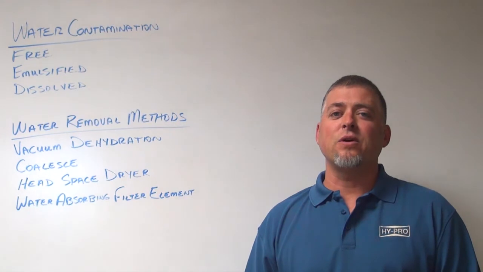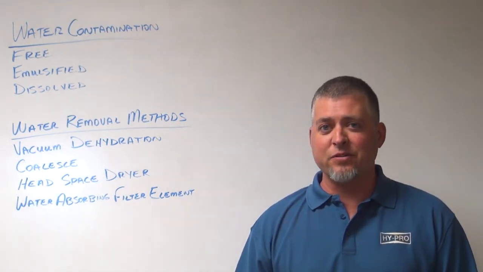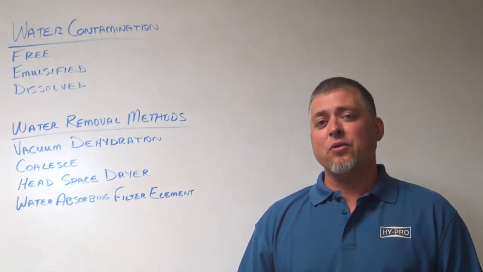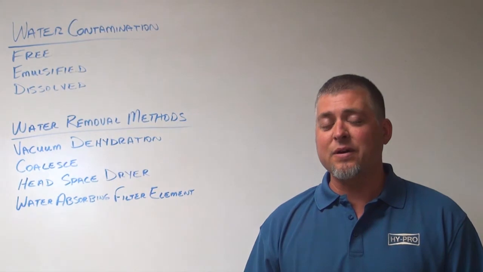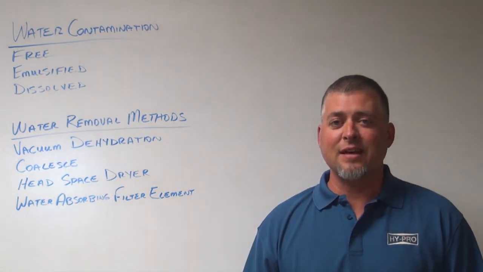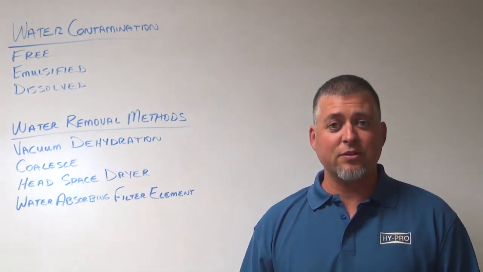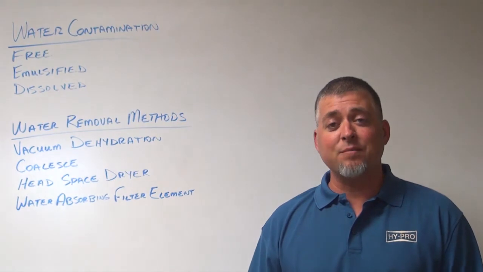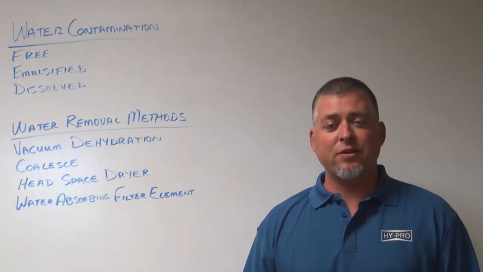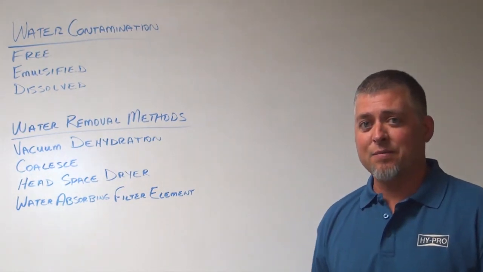Next, we will talk about coalesce technology. Coalesce technology will only address the free water contamination and a small amount of emulsified water. It will not address dissolved water at all. So coalesce technology is limited to free water, but it is also limited to certain types of oils that do not have aggressive additive packages, such as anti-wear or extreme pressure. Examples of oils that you can use coalesce technology on are turbine oil, compressor oil, paper machine lube oil, and diesel fuel. Those are 4 examples.